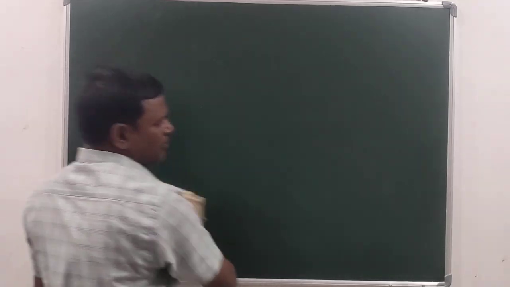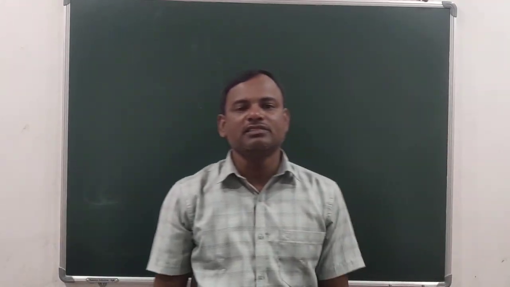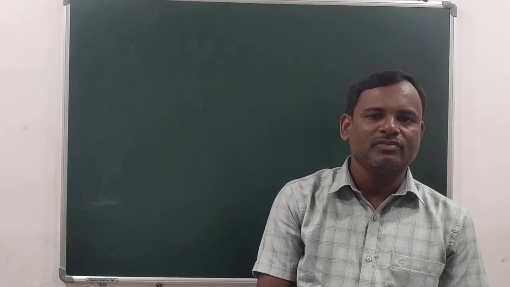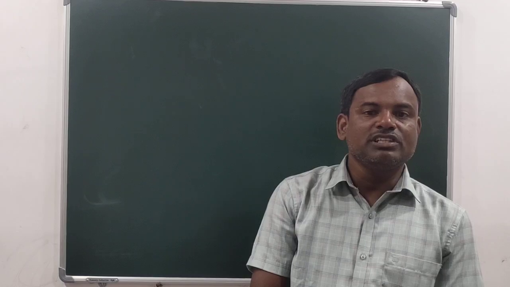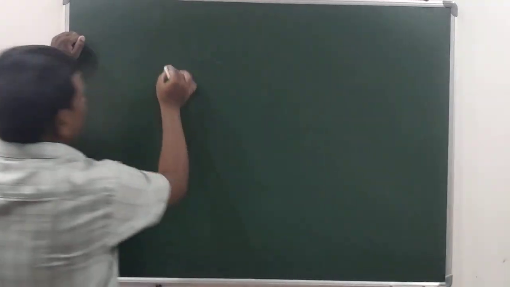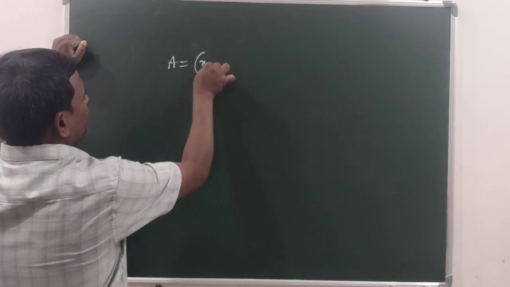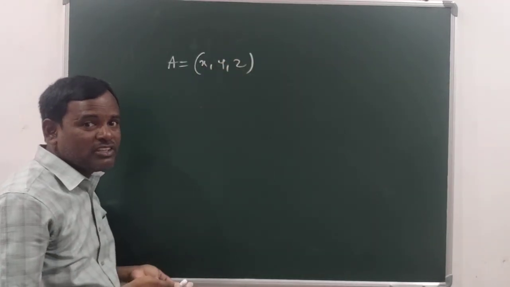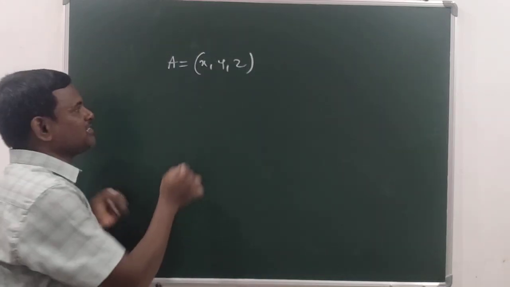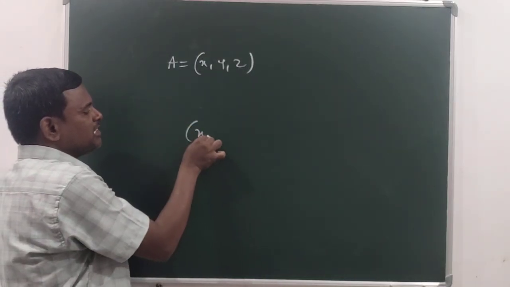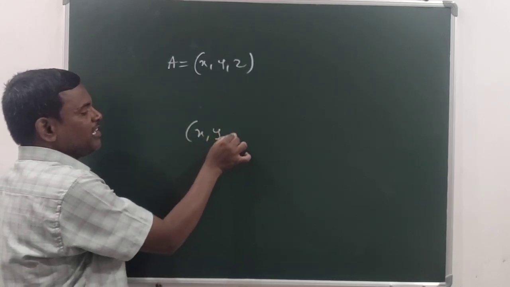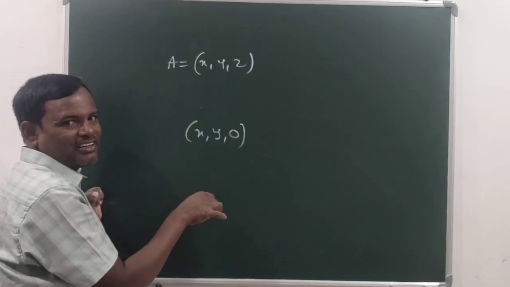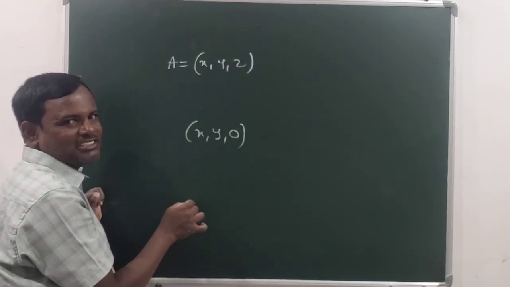See, suppose if you want the projection of this AB on XY plane. The plane which passes through x-axis and y-axis is known as XY plane. So, how do you find the projection of a point on XY plane? This point is given as x, y, z. The projection of this point on XY plane is x, y, 0.